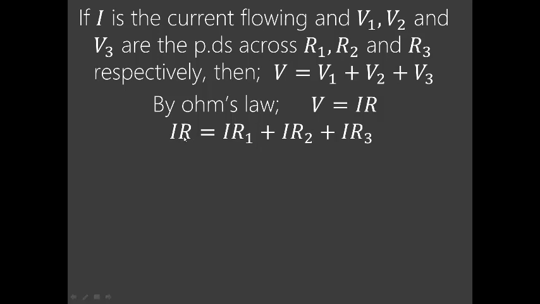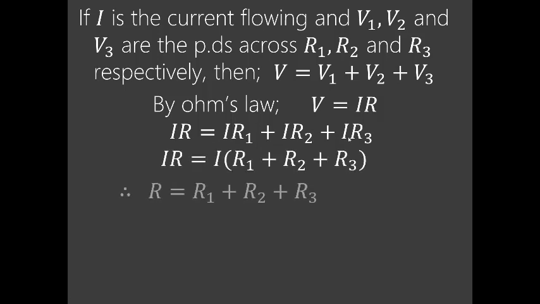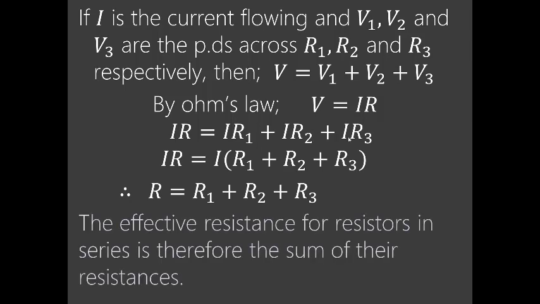So IR will be equal to IR1, this is for V1, IR2, this is for V2, IR3, because the current is the same, so we keep writing I everywhere. And the remaining part is just mathematics. So we end up with, therefore, R is equal to R1 plus R2 plus R3. The effective resistance for resistors in series is therefore the sum of their resistances.